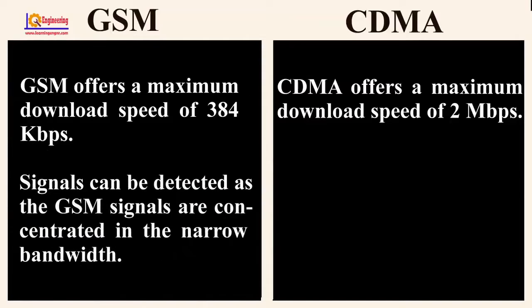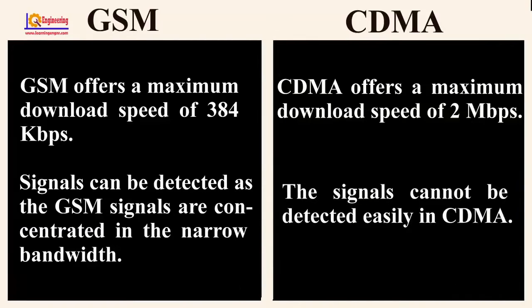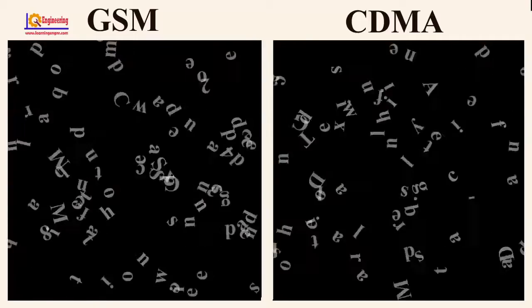Signals can be detected easily as the GSM signals are concentrated in a narrow bandwidth. The signals cannot be detected easily in CDMA.